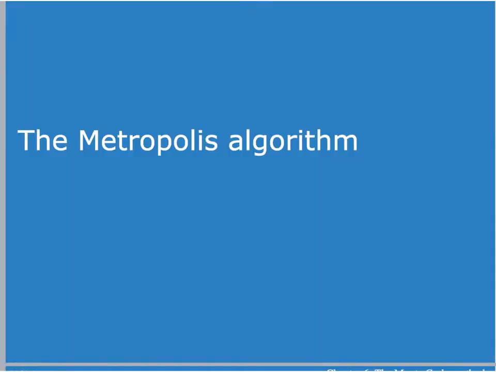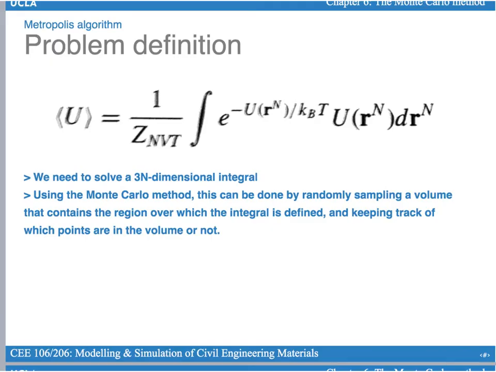Okay, so now we are going to see more about the Metropolis algorithm, which is the algorithm that is used in practice to explore all those configurations of the atoms that give you a low energy, so that the probability is high enough and will contribute to this integral. So again, the problem is as follows.